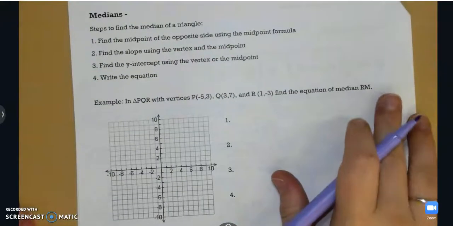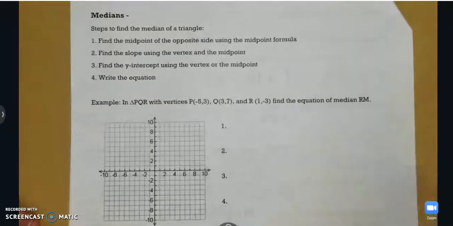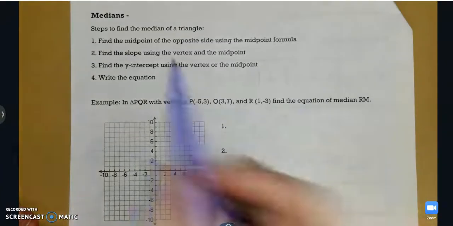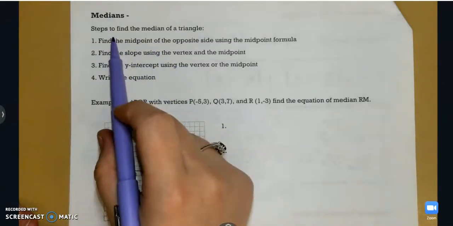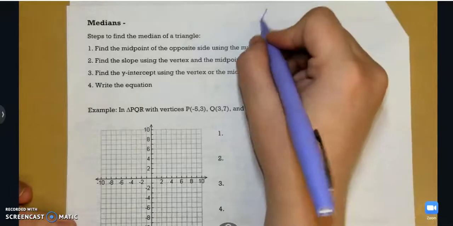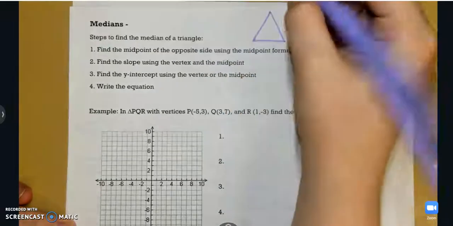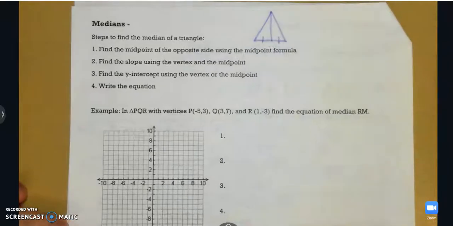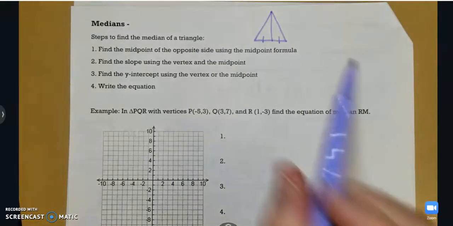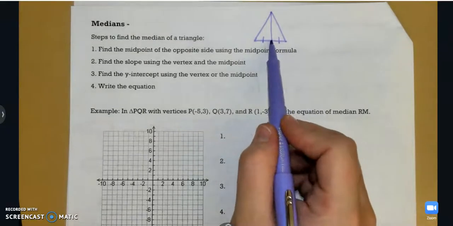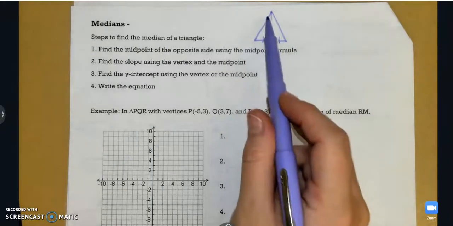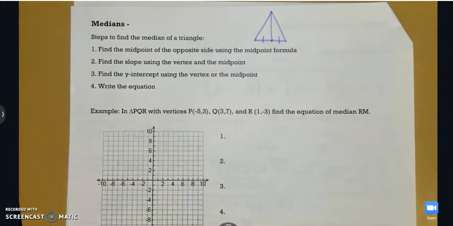Now we're going to talk about how to write the equation for a median in a triangle. So we have a list of steps, and if we follow those steps, this really isn't as tricky as it seems. So the first thing we do is find the midpoint of the opposite side. Recall that a median goes from the vertex to the midpoint of the opposite side of the triangle, meaning it splits that opposite side into equal parts. So we need to find that median, and we need to find that coordinate. Then we're going to find the slope of the line using those points, the vertex and the midpoint, and then we're going to write the equation in slope-intercept form.